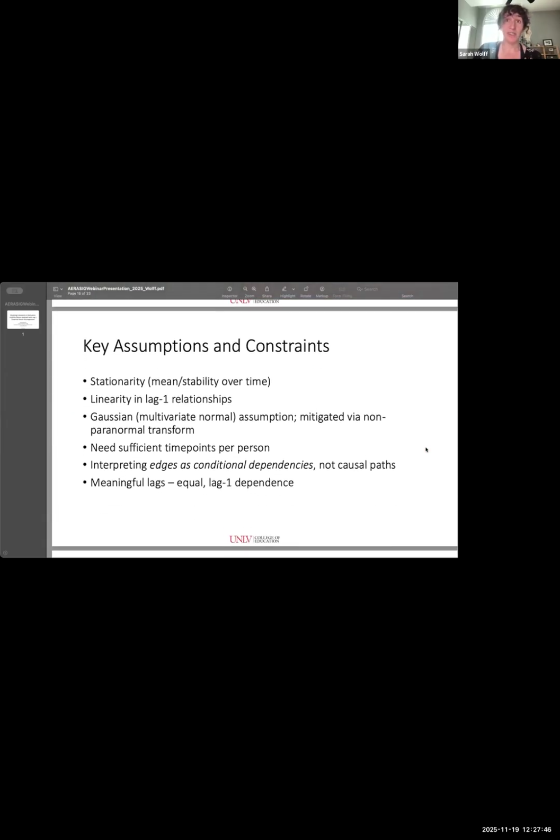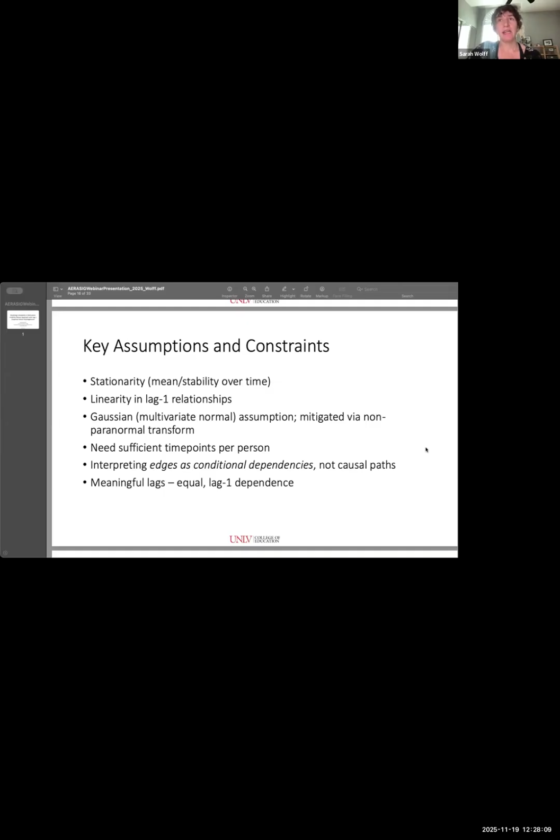So on to our assumptions. We have some key ones, right? Stationarity, the assumption that our means are stable over time, and that only adjacent sessions predict the next. So we're not talking about higher order relationships here. We're talking about lag one relationships.